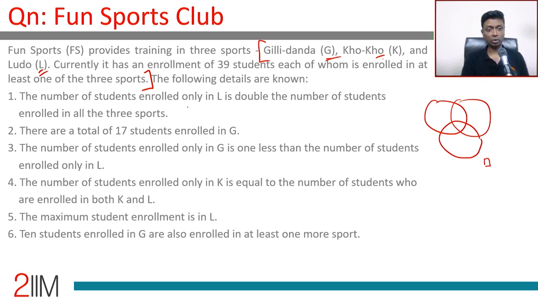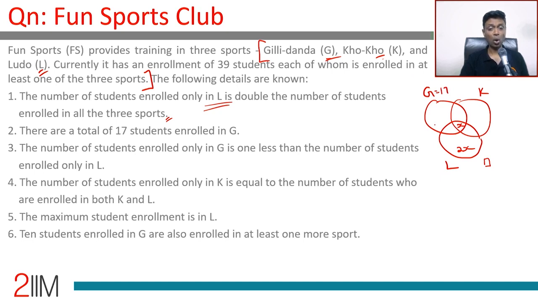The following details are known. The number of students enrolled only in L is double the number of students enrolled in all the 3 sports. Wonderful. So this reconfirms set theory. If you say this is G, this is K, this is L, the total is 39. If this were x, this would be 2x. The total of 17 students in G.